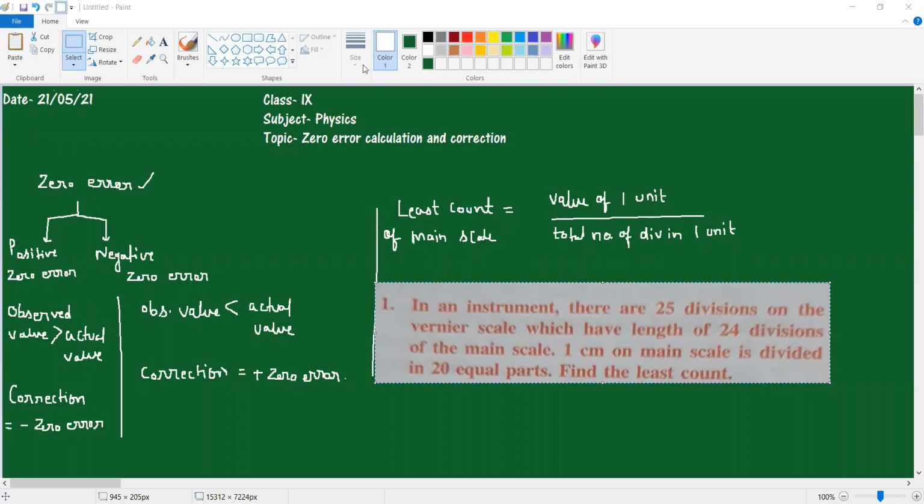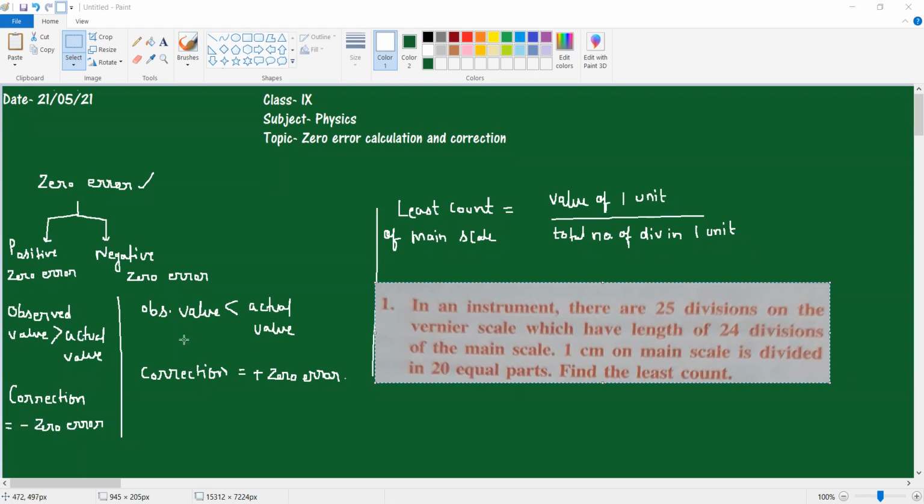In the previous class, we discussed zero error and its types, positive zero error and negative zero error. Positive zero error is when the observed value is greater than the actual value, or the zero of the Vernier scale meets the zero of the main scale. So how do we correct it? Correction is done by subtracting the positive zero error.